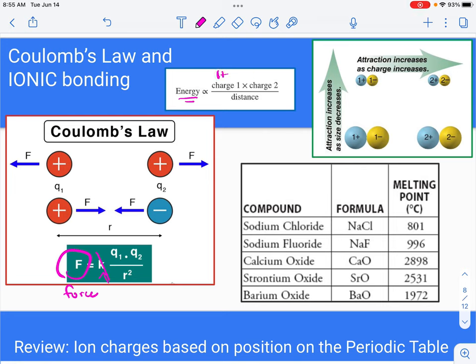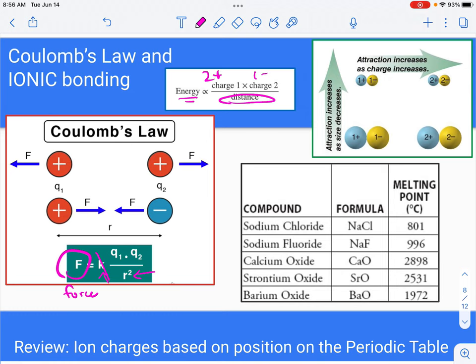So this would be like 1 plus 1 minus, or perhaps 2 plus, 2 minus, or it could even be like 2 plus, 1 minus, the magnitude of the charges, which means that as those charges increase, the force of attraction also increases, and inversely proportional to the distance between the charges. Okay, so the Q's are the charges, and R would be the radius or the distance between them, or sometimes you see this as D for distance.